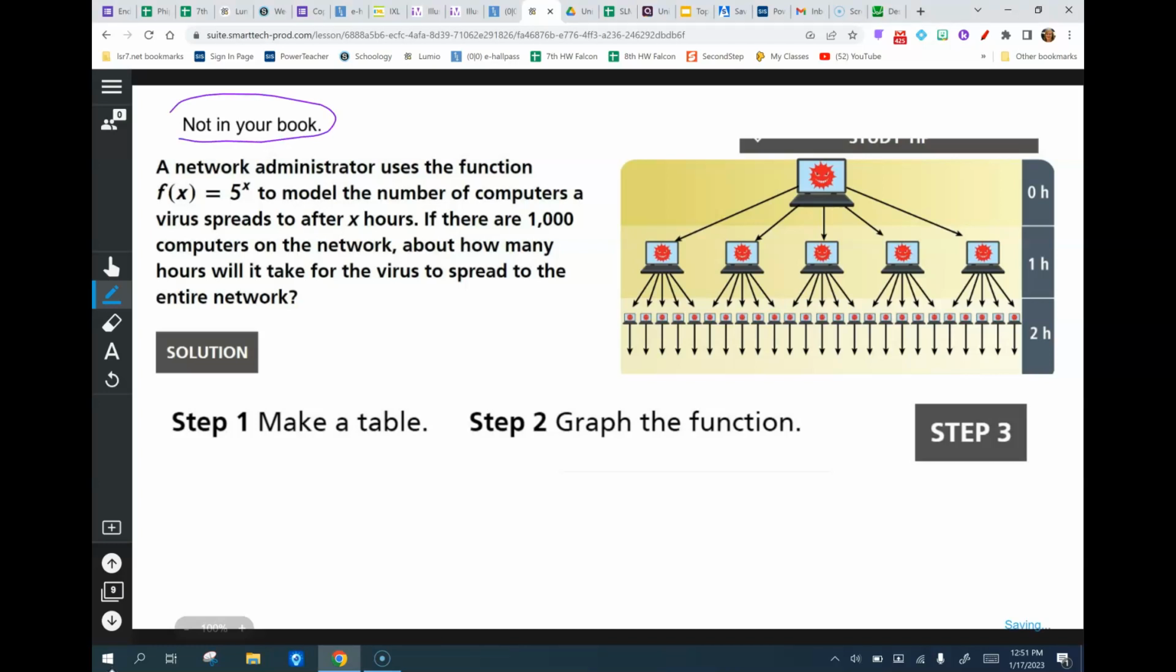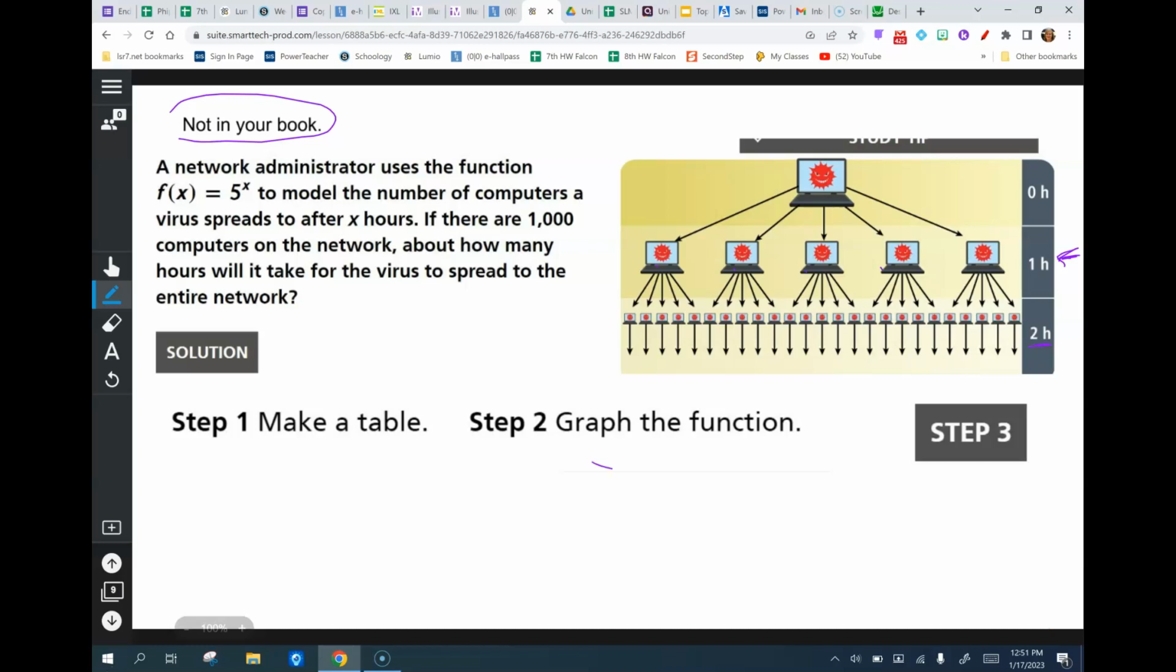So a network administrator uses a function f of x is equal to 5 to the x to model the number of computers a virus spreads to after x hours. If there are 1,000 computers on the network, about how many hours will it take for the virus to spread to the entire network? So notice this picture. At 1 hour, one computer has spread to 5 computers. After 2 hours, it's spread to, oh my gosh, look at those.